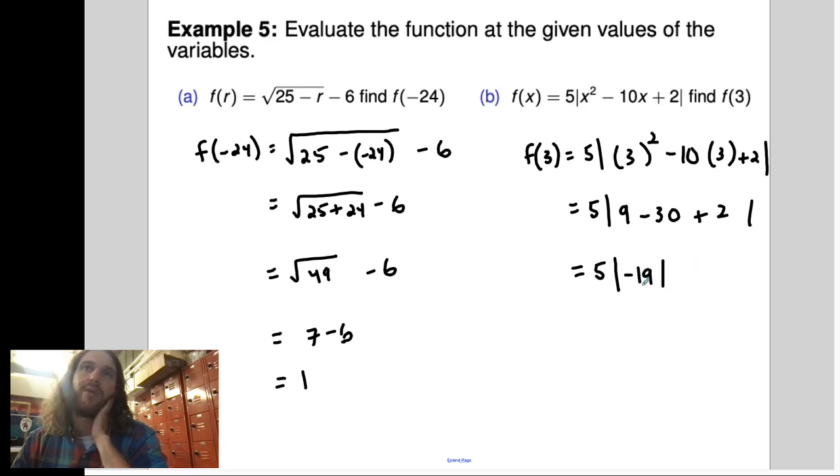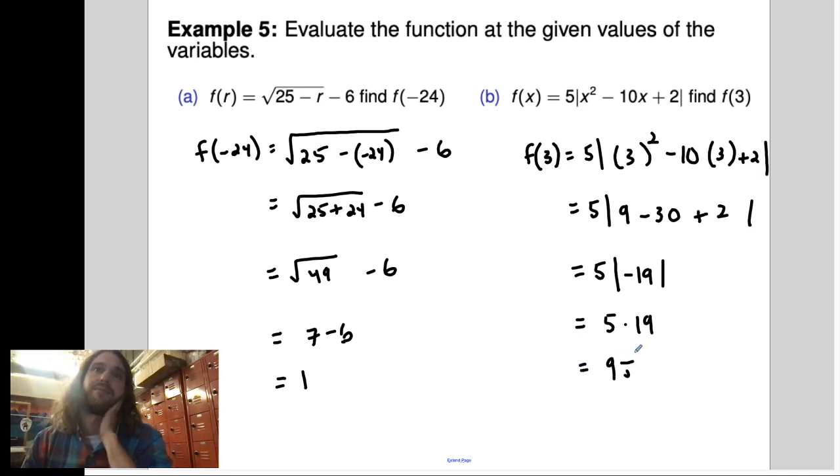Now remember, we've gotten this to just a number. What's the absolute value of -19? It is how far away -19 is from 0. And distance is always positive. So this is 5 times 19, which is 95.